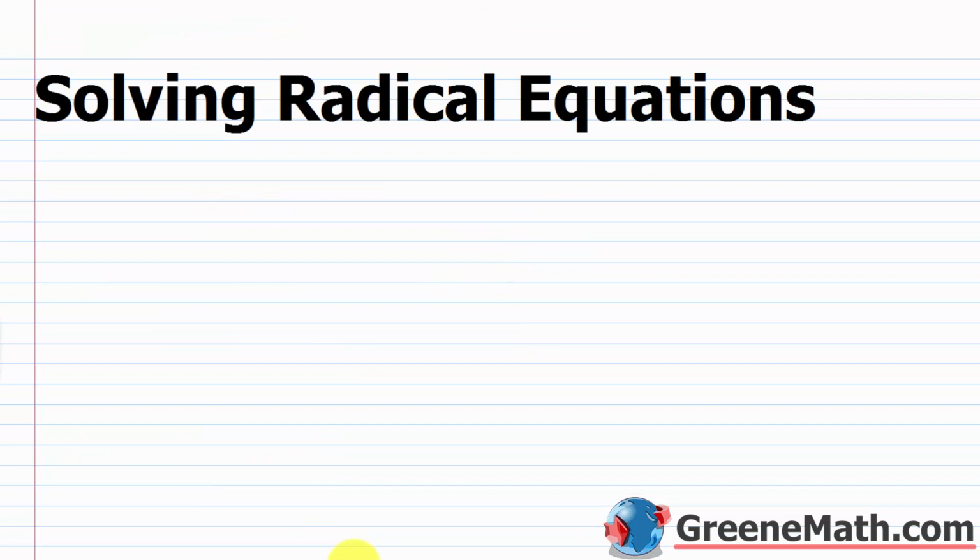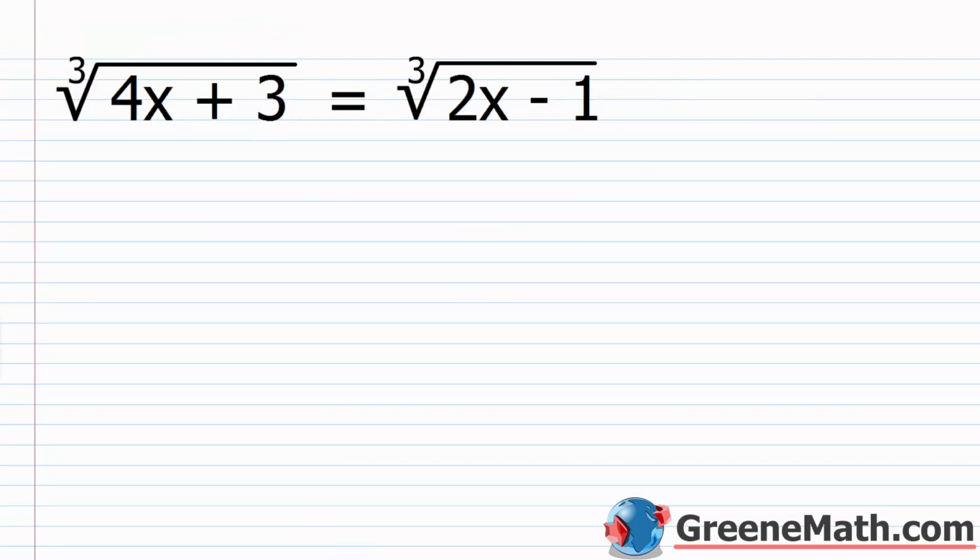In this lesson, we want to continue to review solving radical equations. All right, let's go ahead and take a look at an example with some cube roots involved. So we have the cube root of 4x plus 3 is equal to the cube root of 2x minus 1.